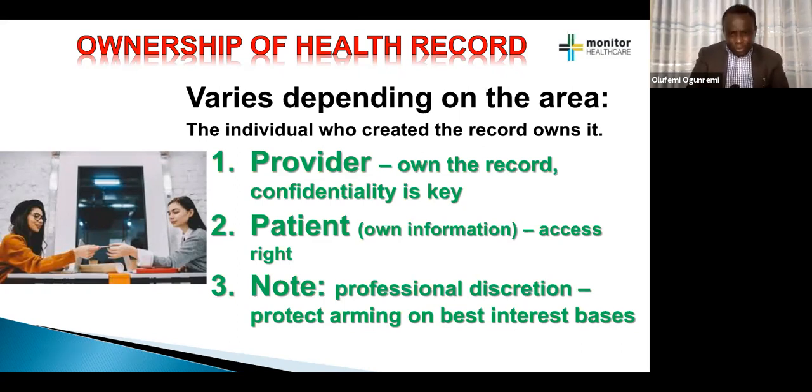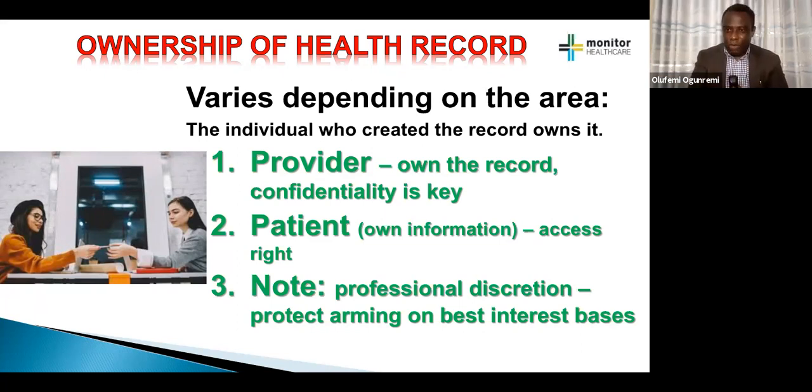Now, again, I want us to know that there is what is called professional discretion. There are times that patients or people that have power of attorney might request a patient's record. And as a practitioner, the owner of this record, you might use your own discretion to feel that it might not be appropriate, based on the patient's best interests, for me to release this information.